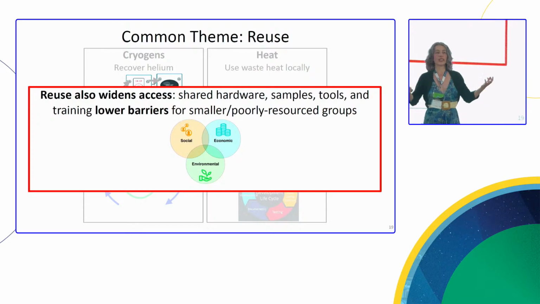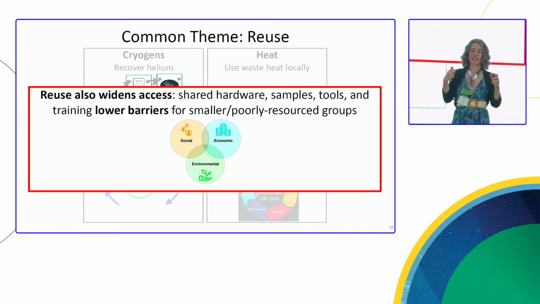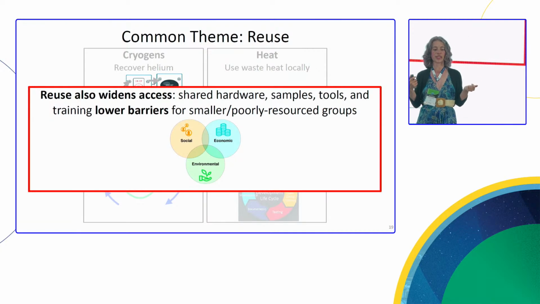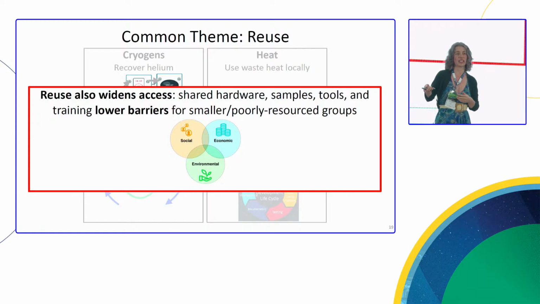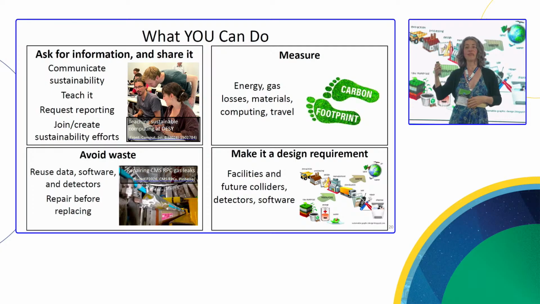Reuse also widens access. I wanted to mention this because shared hardware, shared samples, tools, and shared training lower the barriers for smaller or poorly represented groups. So what can you do? You can ask for information and share it.